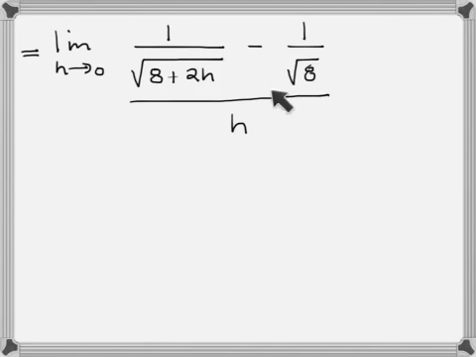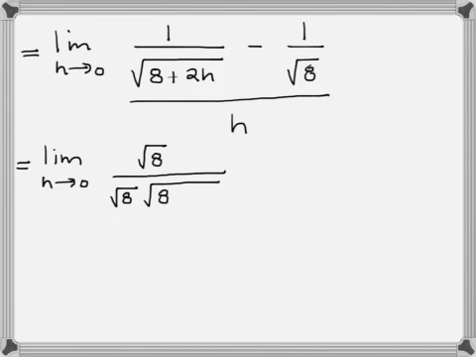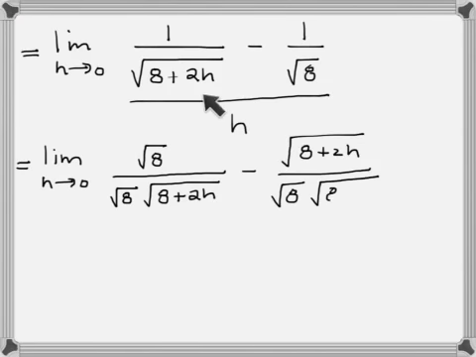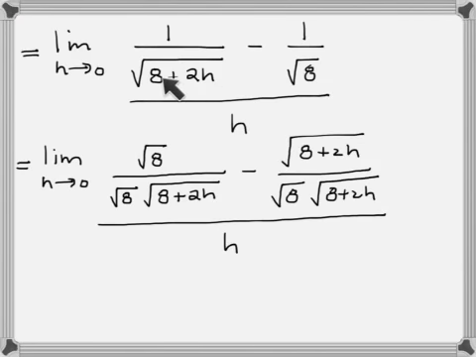So the common denominator here, looking at this, is just going to be the square root of 8 plus 2h times the square root of 8. So this denominator up here, it's missing the square root 8 that this one has. So what I would do is go and multiply top and bottom by square root 8, and that's what the result would be here. This fraction has the square root 8, but it doesn't have the square root 8 plus 2h, so I would multiply top and bottom by square root 8 plus 2h.